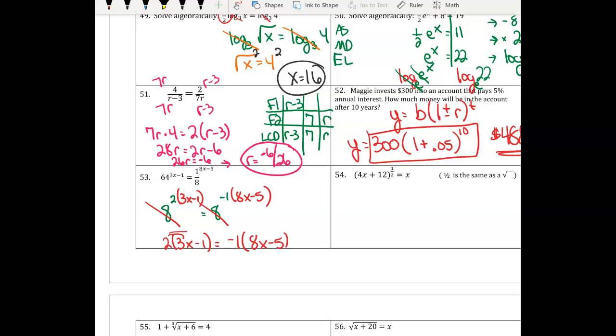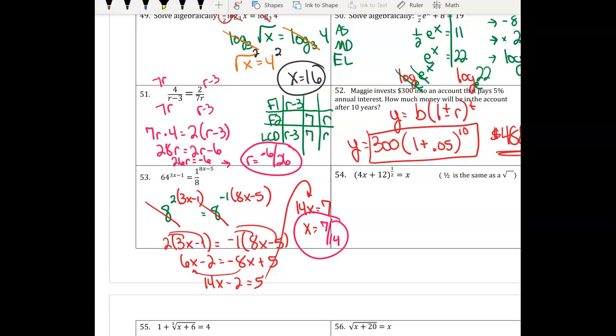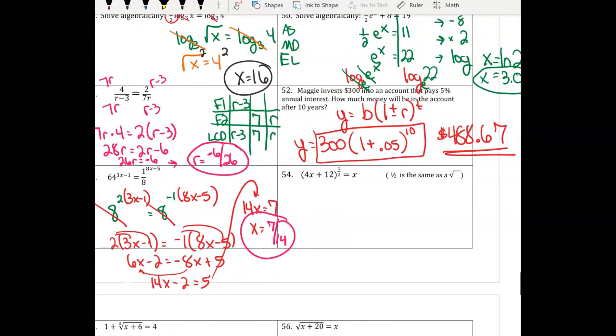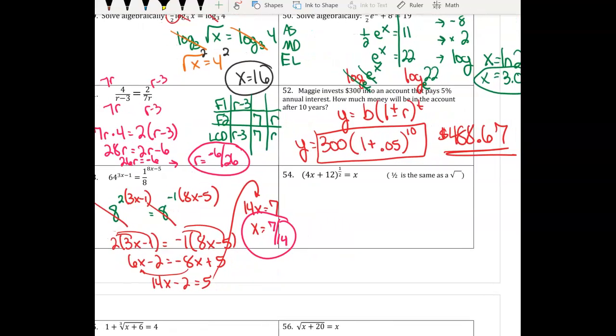All right, so first I'm going to distribute. And then I'm going to add my 8x over. Then I'm going to add my 2 over. Move in here. And then I'm going to divide by 14. And again, I'm just going to leave it as 7/14. Oh, it doesn't look very good. 7/14 because I don't feel like simplifying it. But you are welcome to. All right, 54.